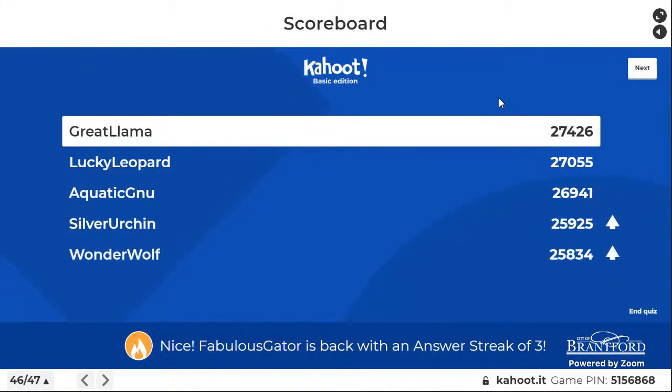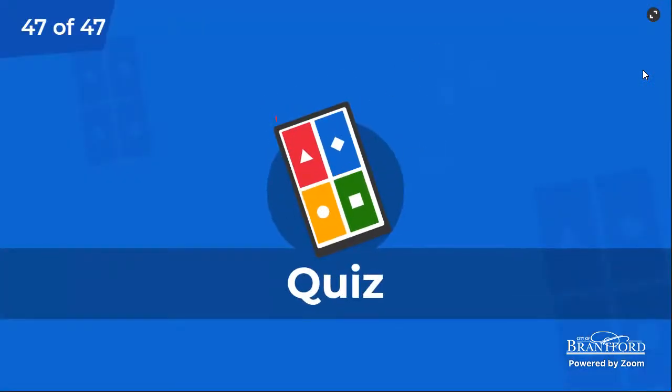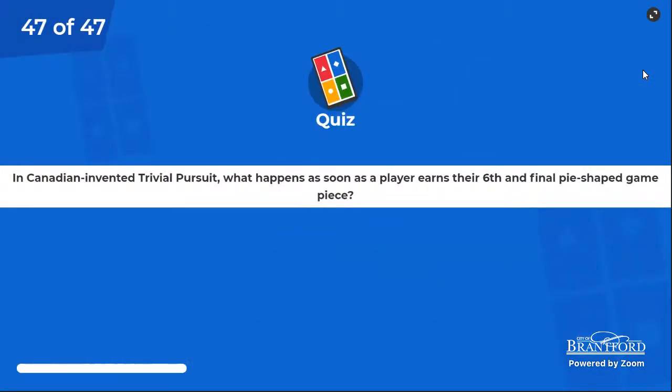All right, so got some changes in score. So Silver Urchin and Wonder Wolf, they're trying to climb back onto that podium. Great Llama, Lucky Leopard, and Aquatic New are holding on with great strength as we are about to hit the last question. And since this is our final question for the night, I thought it'd be appropriate that it be trivia themed. And that being Canadian invented Trivial Pursuit.